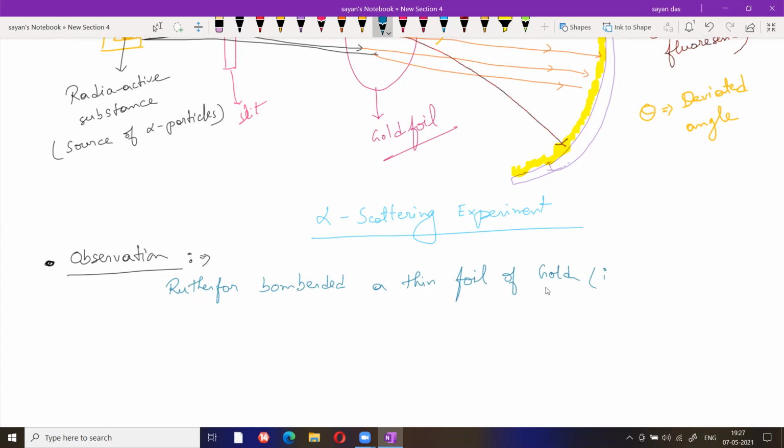Look, he did the experiment with gold, but in questions it can be silver, it can be any metal, it is also possible. Okay, it can be silver also. But Rutherford did his experiment with the help of gold, with alpha particles.